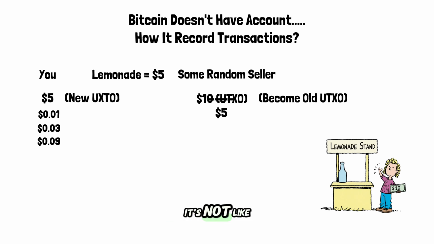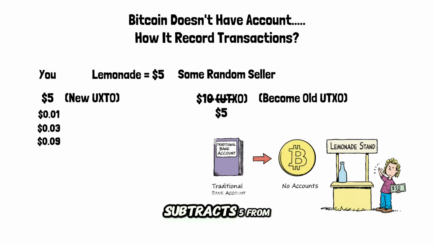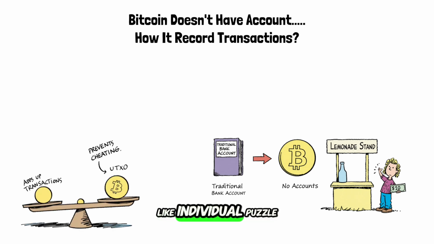Spending in Bitcoin is not like your bank account where it just subtracts 5 from your balance and adds it to someone else's. Bitcoin treats every bit of money as its own separate thing, like individual puzzle pieces that fit together only when you use them.